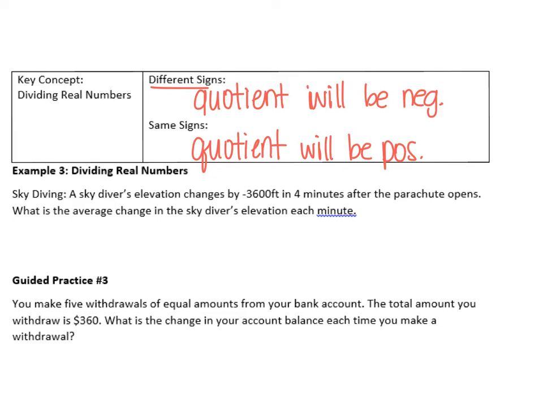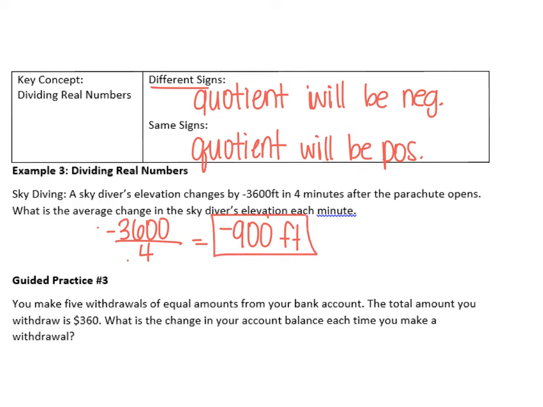Alright, so I have a skydiver whose elevation changes by negative 3,600 feet in 4 minutes after the parachute opens. What is the average change in the skydiver's elevation each minute? So I've got negative 3,600 for 4 minutes. So we're going to divide it by 4, and I get negative 900. Negative because they're different signs, so I'm going to have a negative quotient. Say negative 900 feet.